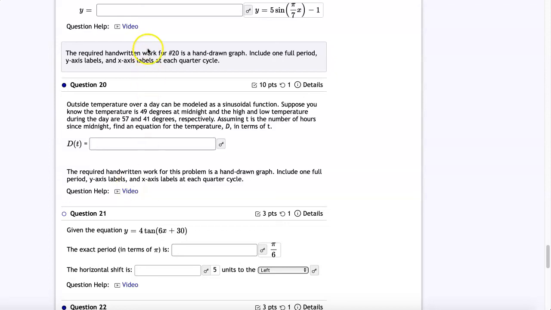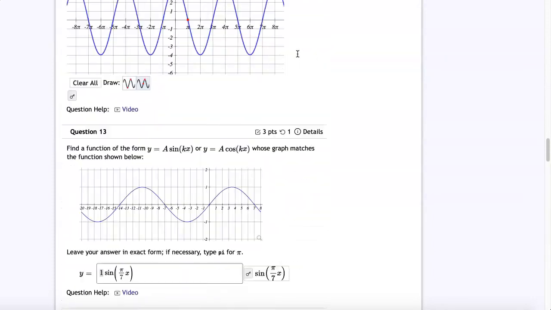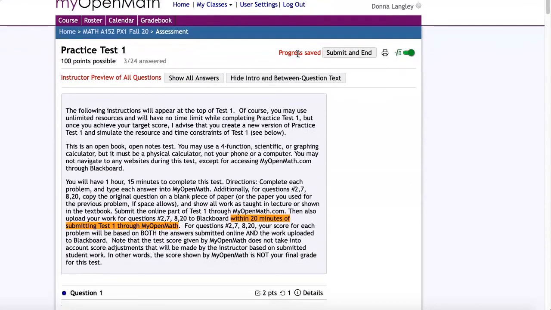And for this problem, you need to have a hand-drawn graph. You have 20 minutes after you submit this, when you're taking this test for real. You will submit it through My Open Math, you'll close out RP Now, and then you'll get on Blackboard and you'll have 20 minutes to submit your pictures, your PDF files, just like you do for homework. You're going to do it here. Let me show you where you're going to submit it for the test.